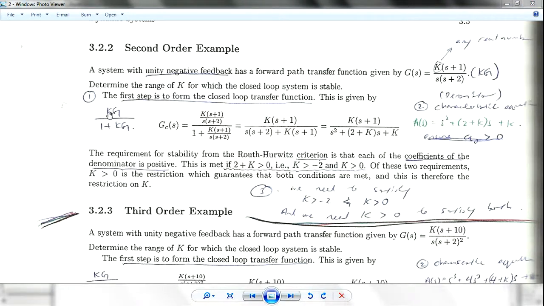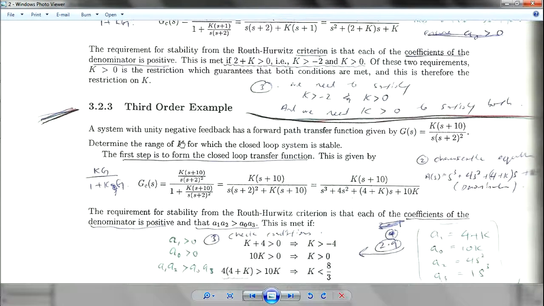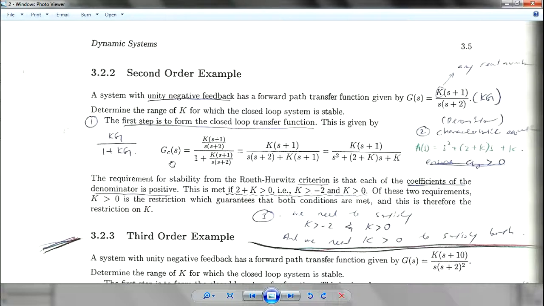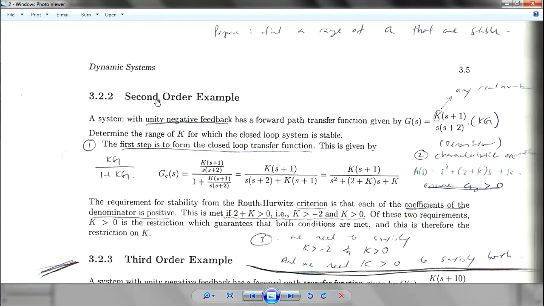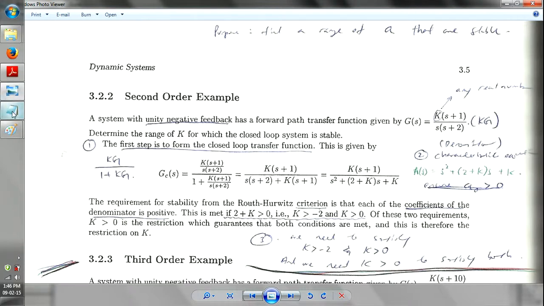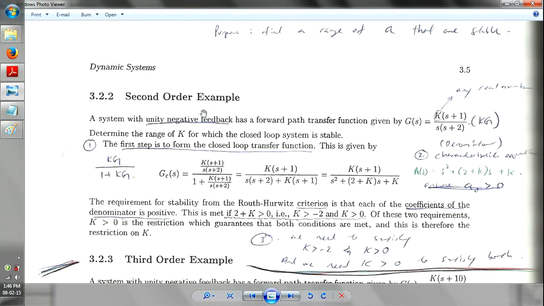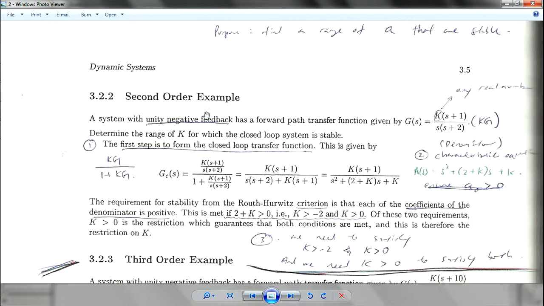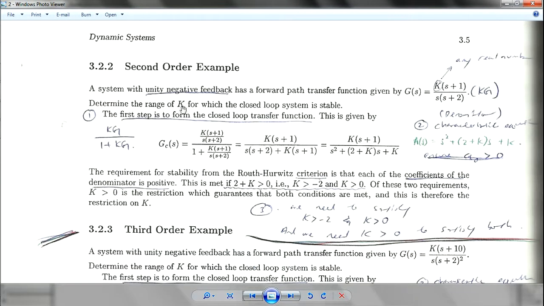Okay, so last video we talked about a third order example, so now we talk about a second order example. Actually, why not do first order? Later I'll just show you, but now we go straight away to second order.